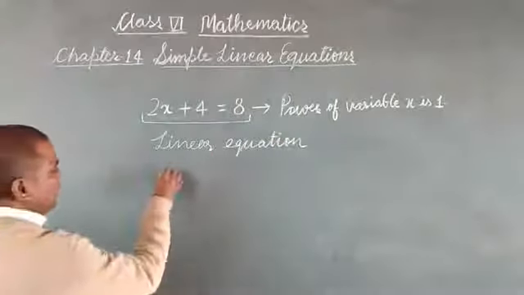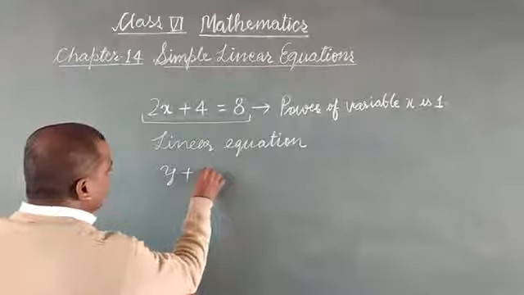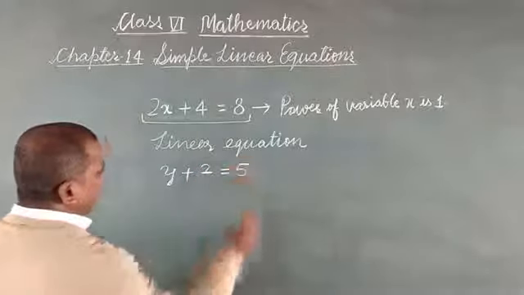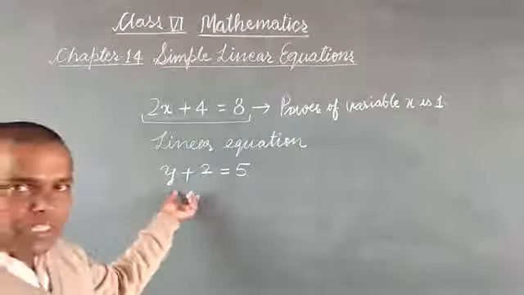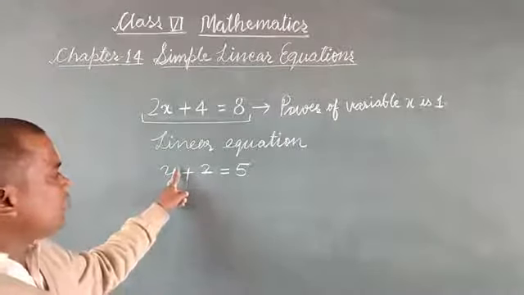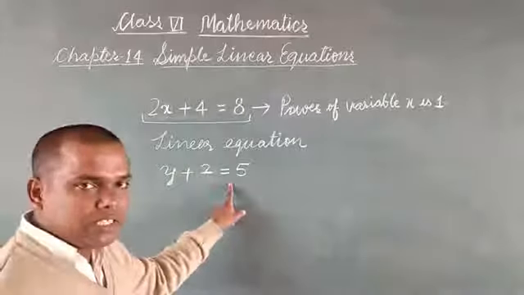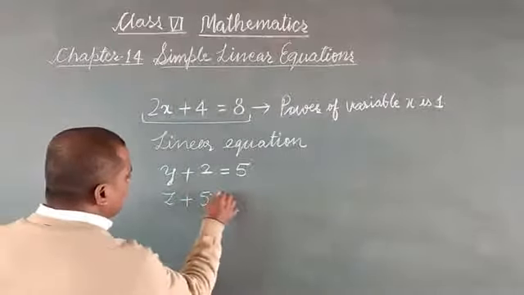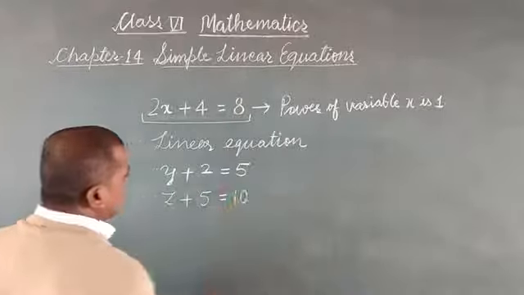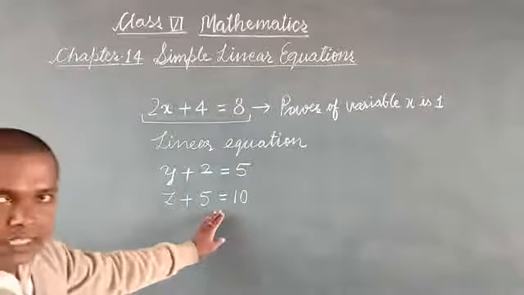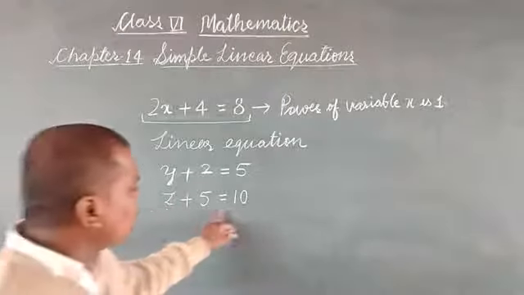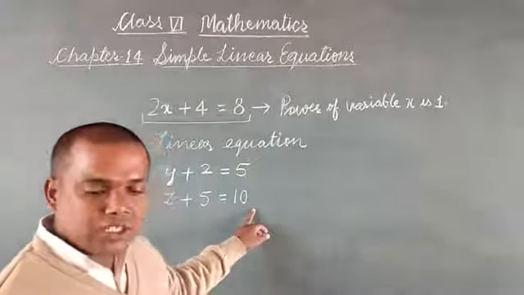Another example I am taking: y plus 2 is equal to 5. It is also an equation and the power of y is 1. So it is linear equation. You can write z plus 5 is equal to 10. It is also an equation in which z is variable and it is also called linear equation.